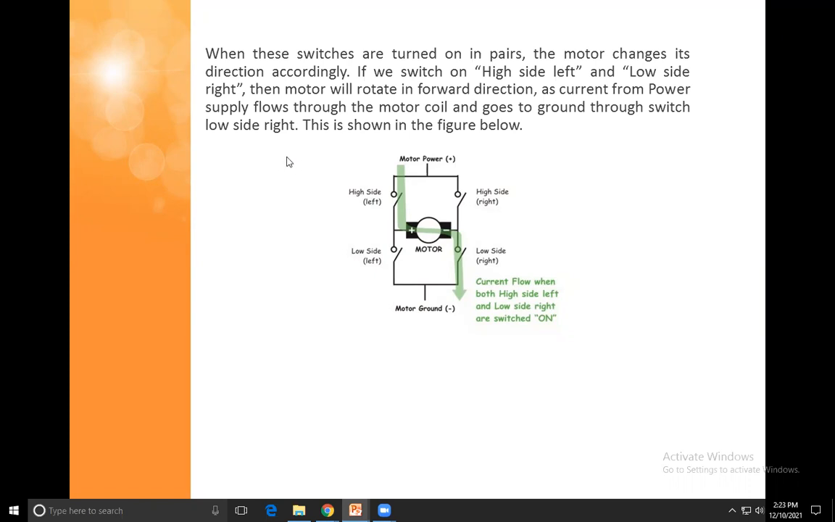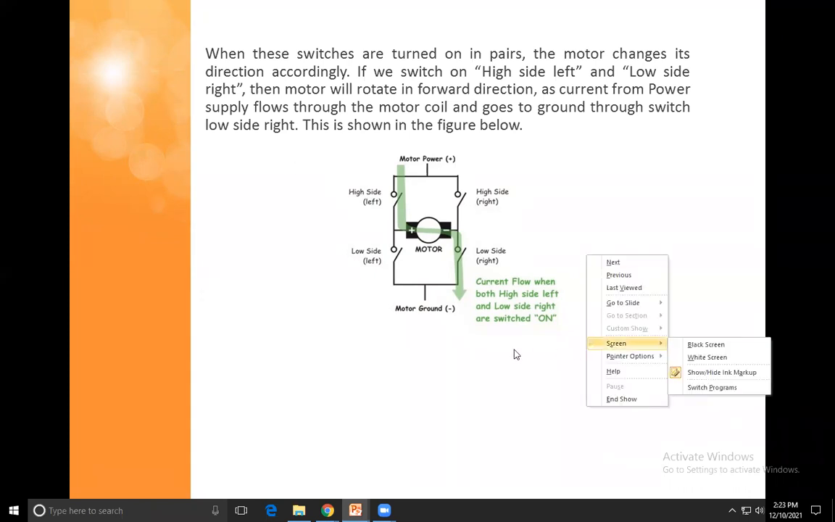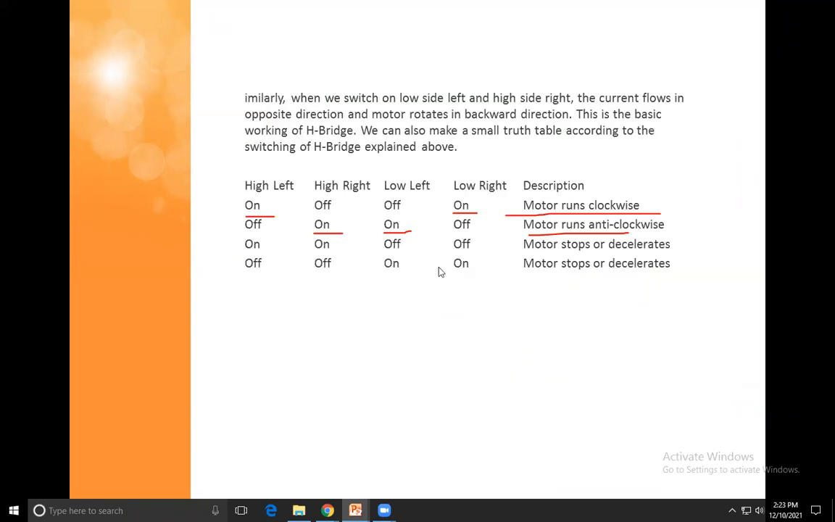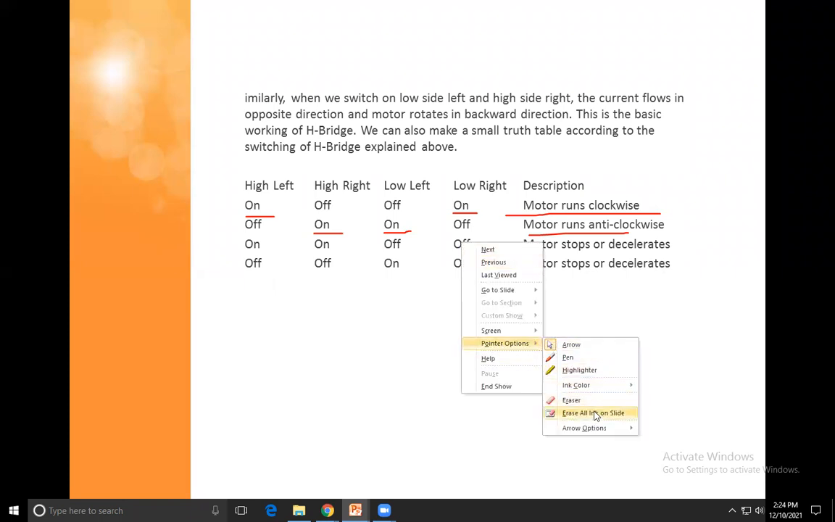Okay, so see, they are given here. When these are on, the motor runs clockwise. If these are on, then the motor runs anti-clockwise. And if the two on are the same side, the motor stops rotation. If the last two are on, the motor stops the rotation.